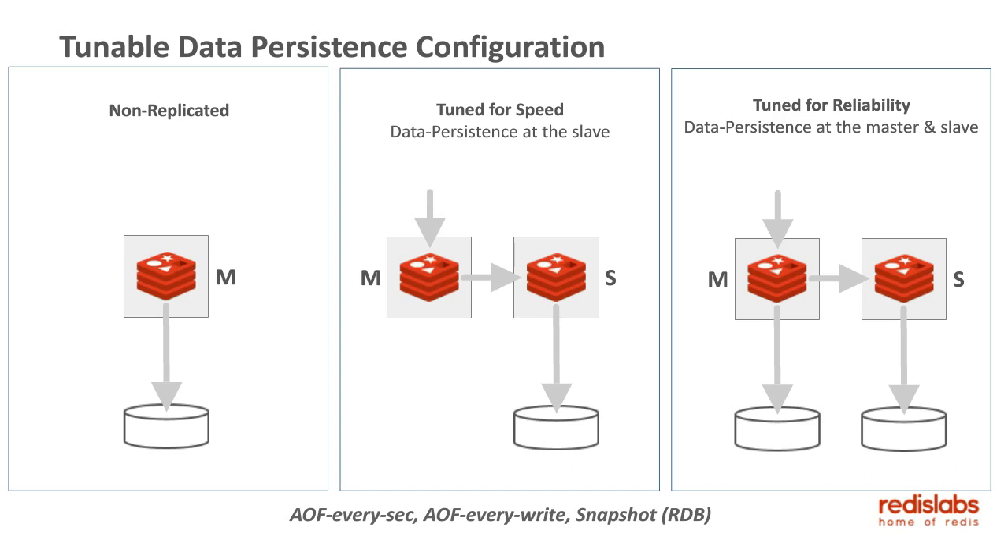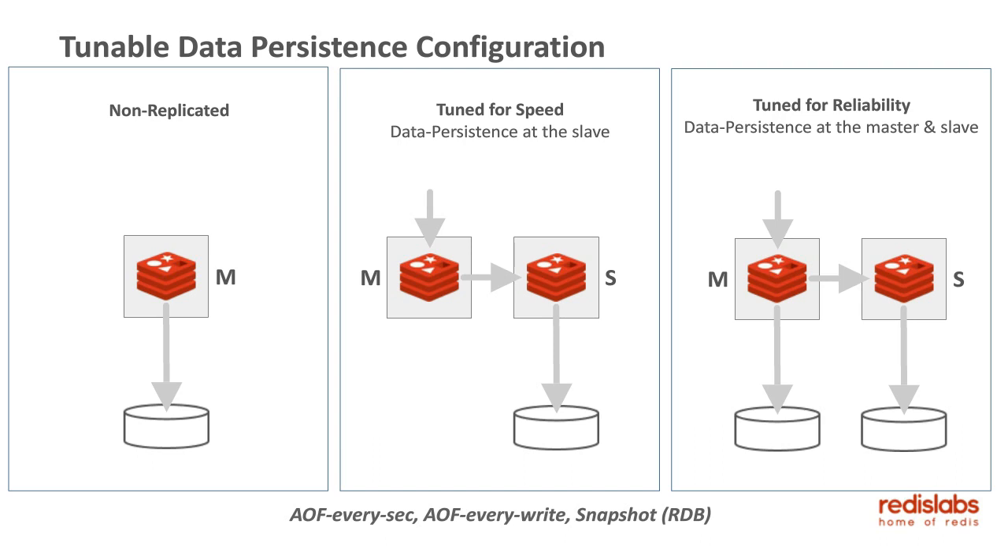So we could tune for speed. That's the middle option. Your slave will be tackling this persistence, which means that your master, without any impact of whether there is persistence or not, would still serve the same throughput and latency. And we can also tune it for reliability, and then both the master and the slave will take this persistence task.